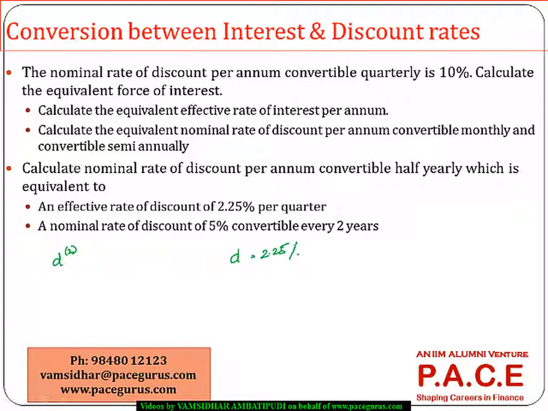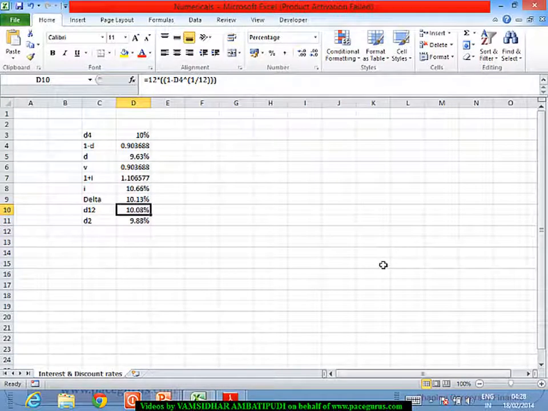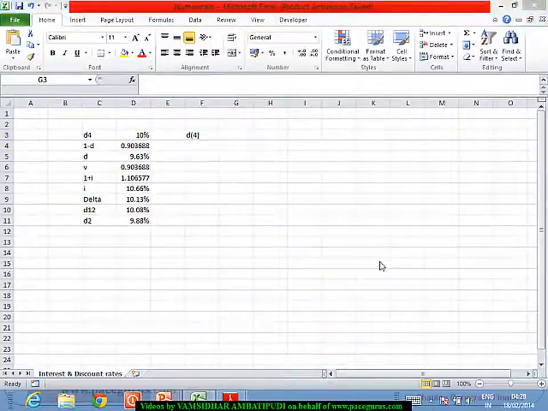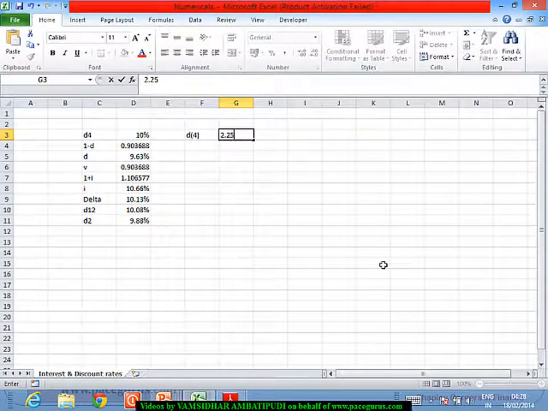So from here all I can find out is the discount per year, which comes out as I can find out first 1 minus D to the power 4 is what is my 1 minus D. Probably this is a quarterly discount. It's not a nominal rate of discount. So directly I am taking, this is effective rate of discount per quarter. So if I take it to the power 4, it becomes effective rate of discount per year. Let me call this as per quarter. Effective rate of discount per quarter 2.25%.